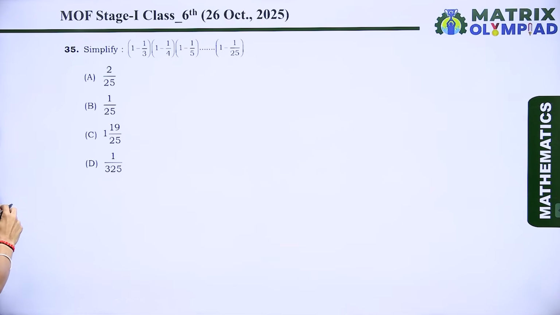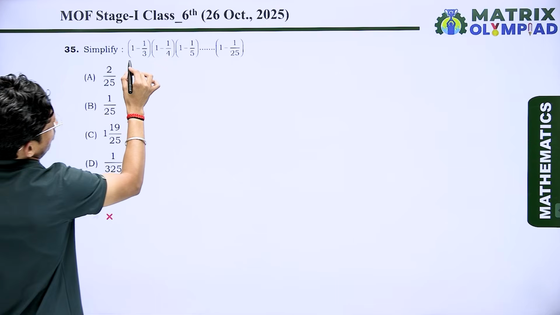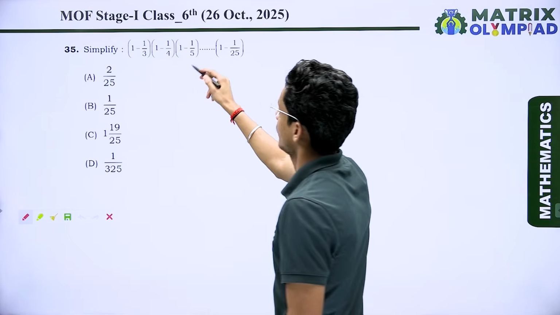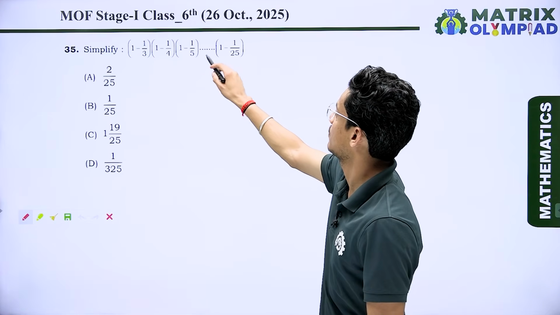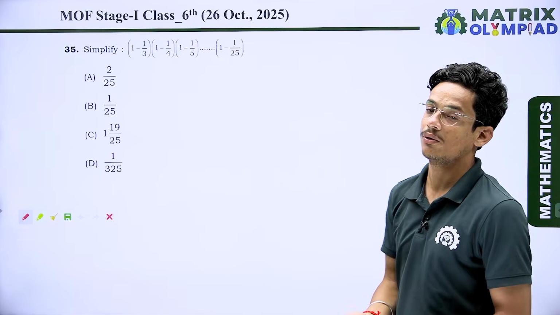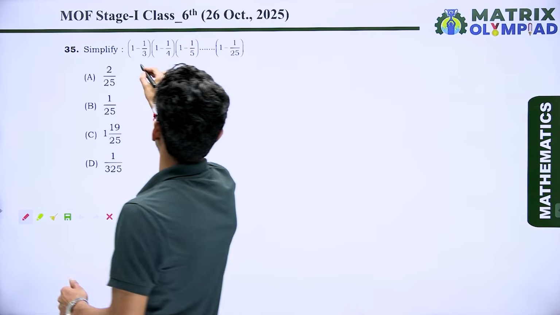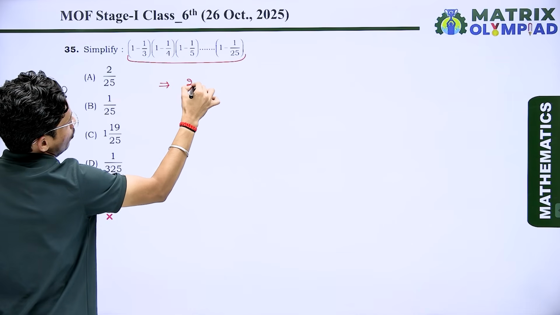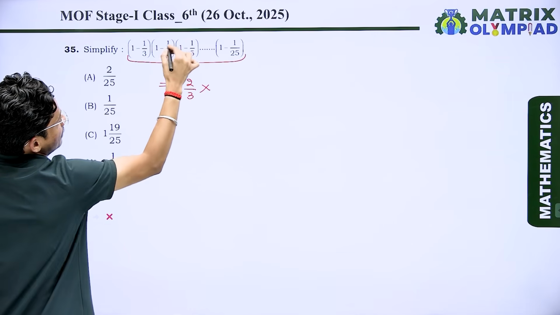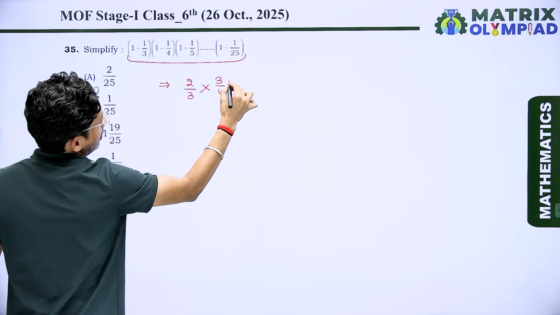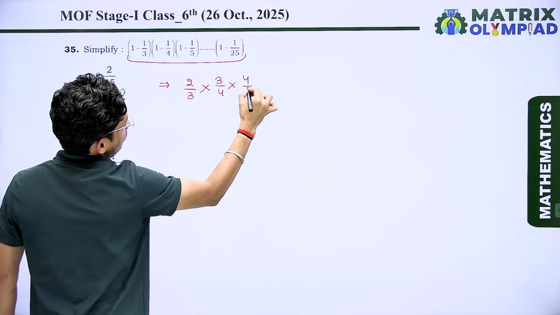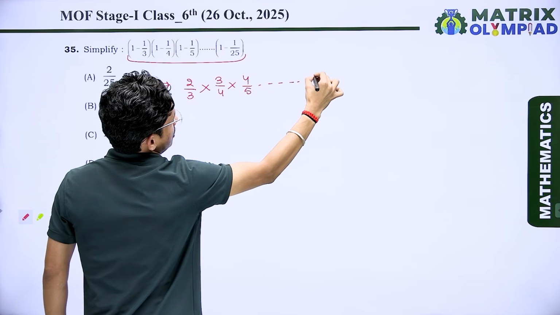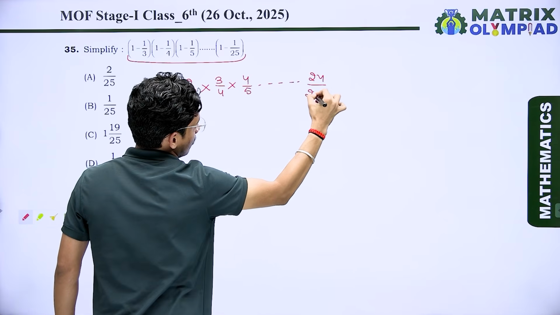So now if I talk about the next, which is based on simplify, and here we have given (1 - 1/3)(1 - 1/4)(1 - 1/5) and so on, up to (1 - 1/25). So when I simplify these brackets, I can say that first, that is 2/3 multiplied by 3/4 multiplied by 4/5 and so on, up to 24/25.